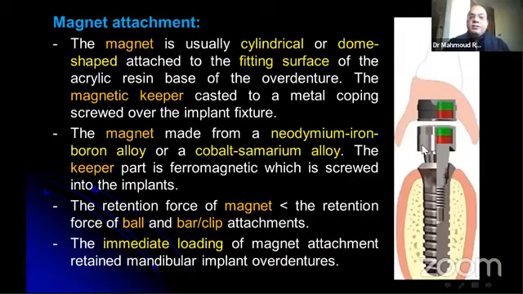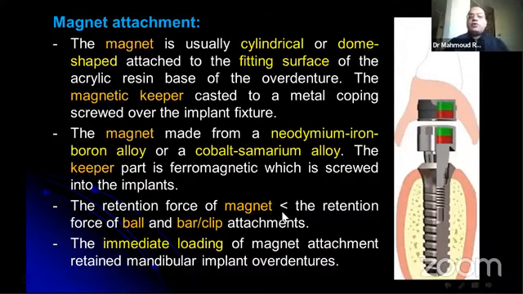The magnet is made from boron alloy or cobalt samarium alloy. The keeper part here is ferromagnetic, which is screwed into the implant. This is the keeper, and this is the magnet that will be added to the fitting surface of the denture.